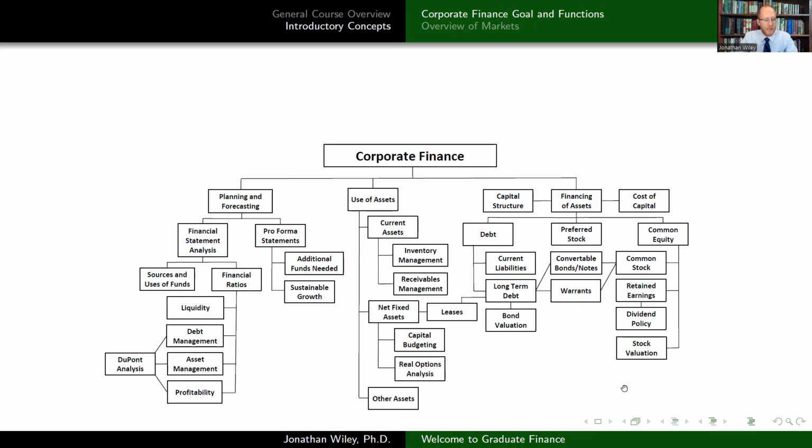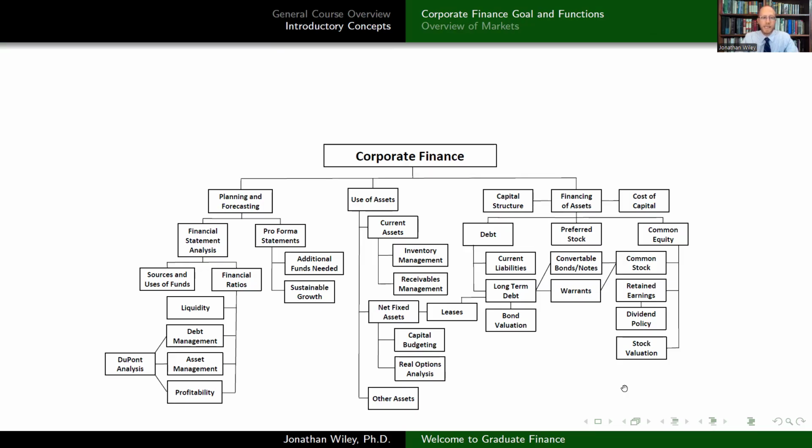Now, within these categories, I've got the financing assets. I've got basically debt, preferred, and common equity. Those are pretty much the three big categories we've got here: debt, preferred, and common equity. Now, within debt, you've got various types of current liabilities. It could be short-term bank loans, commercial paper, that kind of thing. You could also have long-term debt. Think bonds and notes. And that invokes things like bond valuation and learning about how bonds are valued and what affects the value of bonds and so forth.